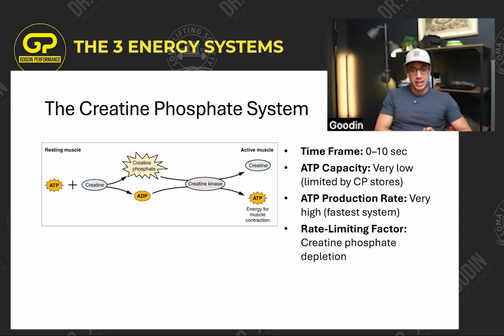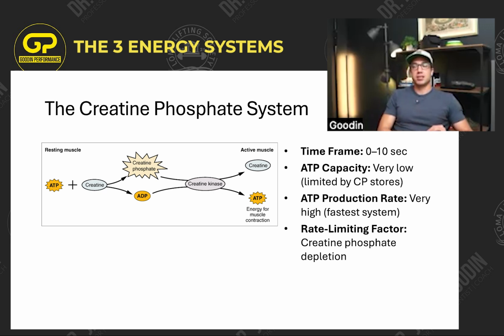ATP production rate, though, is very, very fast. It's the fastest. And in fact, anytime you go from basically not moving, like maybe we're doing right now in our chairs, to moving a little bit, creatine phosphate is ticking up just a little bit to quickly replenish those ATP stores.